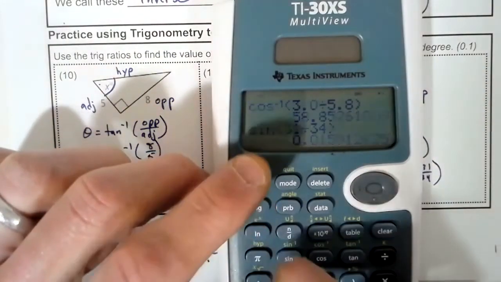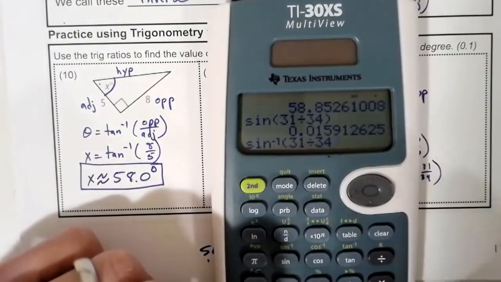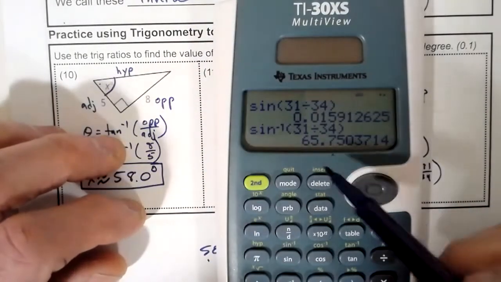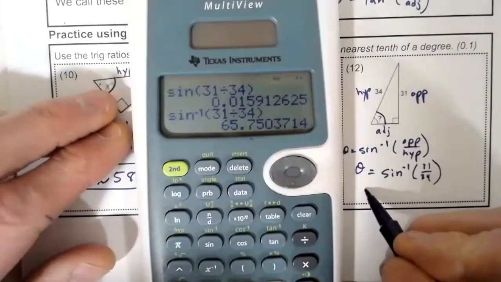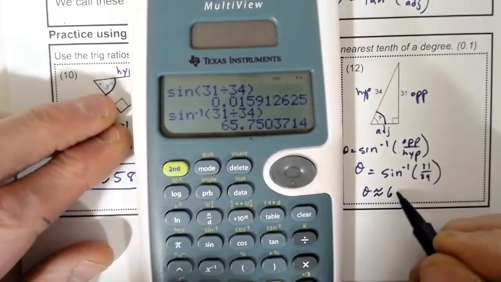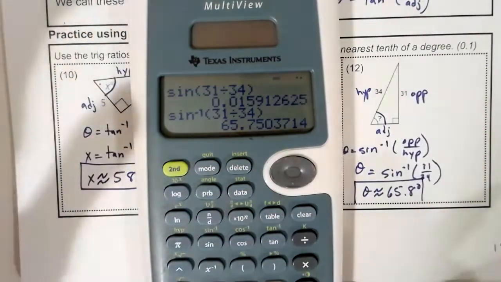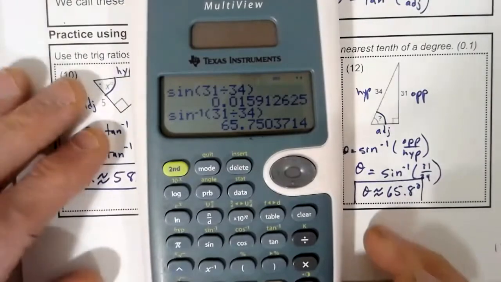So let's try it again. Sine to the -1, 31 divided by 34, opposite divided by hypotenuse, equals. There we go. Now we got a number that looks much better. 65.75. The 5 tells the 7 to go up to an 8. So theta is approximately 65.8 degrees. Okay, that's how you use trigonometry to solve for angle measures.